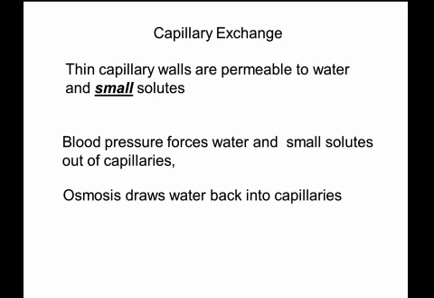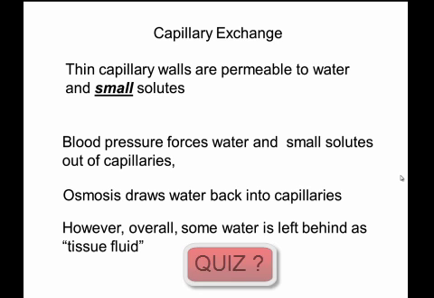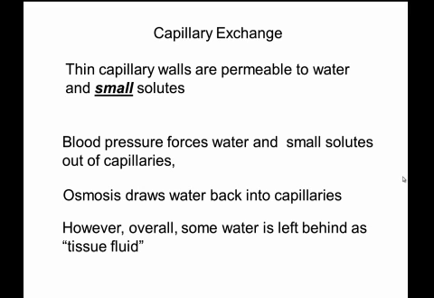So we have two opposing forces. Blood pressure is forcing liquid out, osmosis is trying to pull the water back in. However, overall, there is some water that is left behind. There is more water that is forced out of the capillary bed than is drawn back in. And when this water is left outside of the blood vessels, it is called tissue fluid. It's very important because it bathes other tissues and is a medium for diffusion of material between blood and peripheral cells.